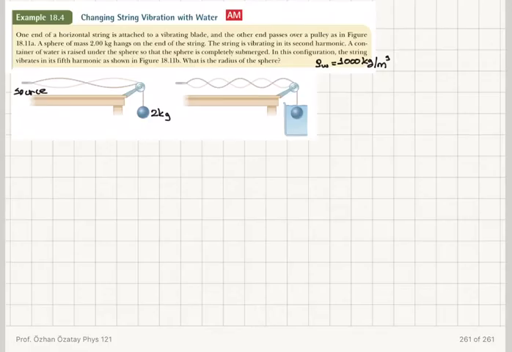A container of water is raised under the sphere so that the sphere is completely submerged. In this configuration, the string vibrates in its fifth harmonic. What's the radius of the sphere?